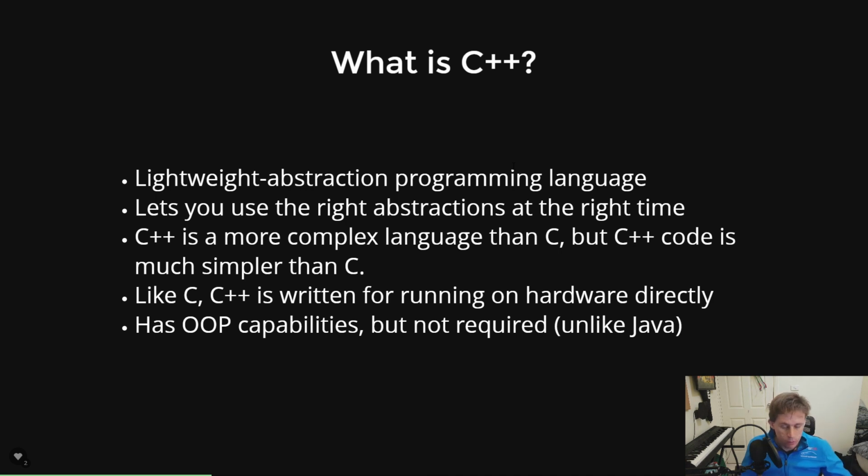And while it has object-oriented capabilities like Java, it's not required, right? If you programmed in Java, you know that you have to start your Java program with a class. But in C++, you can write things without a class. You do still need a main function, essentially, but besides that, you really don't need to be object-oriented if you don't want to. But we'll get into that.